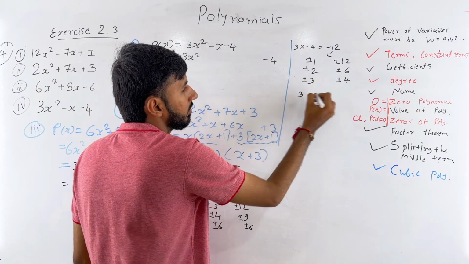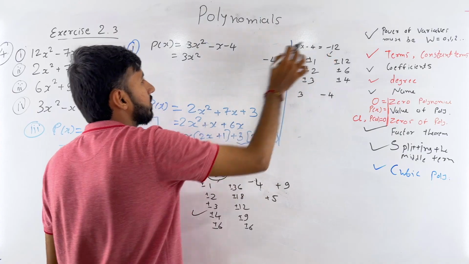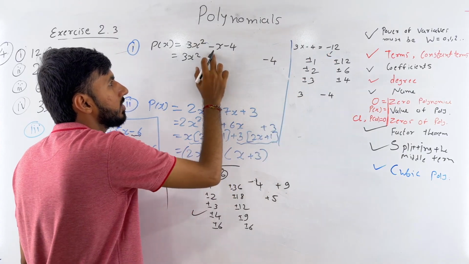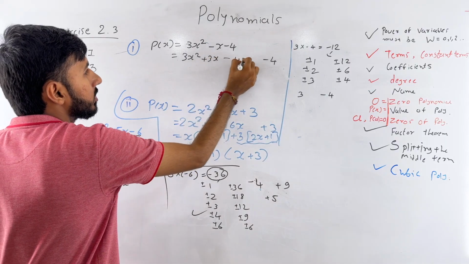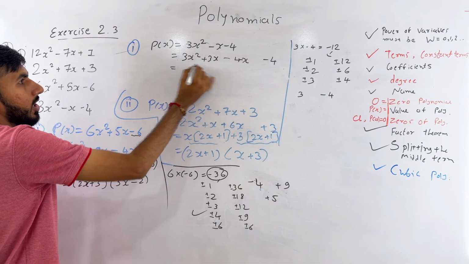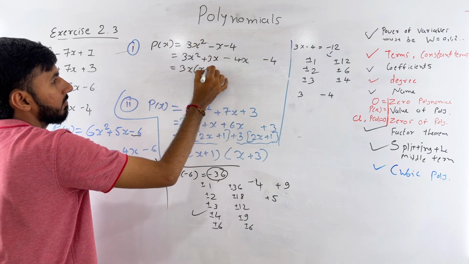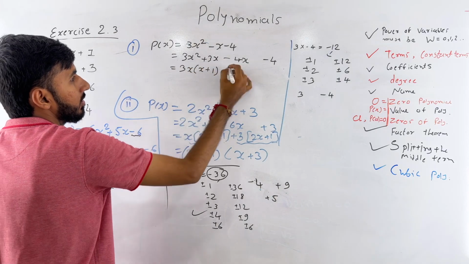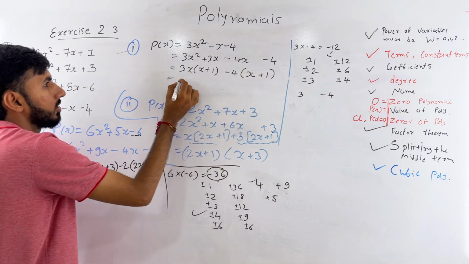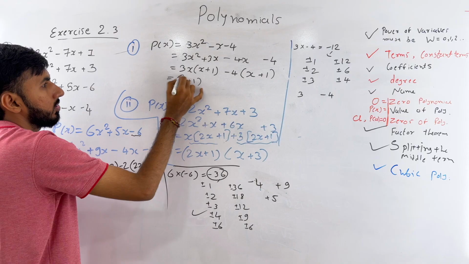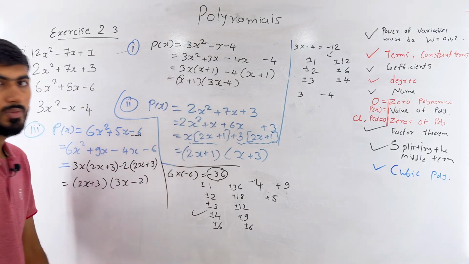So if I use plus 3 and minus 4, then 3 multiplied by minus 4 will be minus 12, and 3 plus minus 4 will be minus 1 also. So I will use plus 3x minus 4x, right? Now I can take a common 3x from the first two terms, so in my bracket will be x plus 1. I can take minus 4 common from these two, so my bracket will be x plus 1. So x plus 1 is a common term and 3x minus 4 is in another bracket. So these are my factors, right?